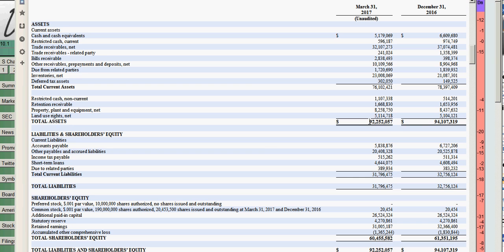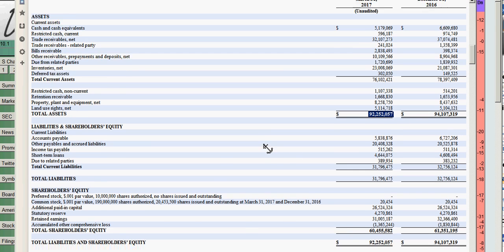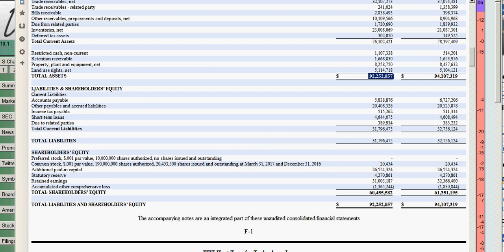Okay? Now, next you want to look at their liabilities. Okay, their liabilities are things that they owe. Okay? And the bottom line on this, they have some accounts payable, some other stuff, income tax, and so on. But the bottom line is their liabilities are 31 million, almost 32 million. Okay. So now, if you subtract their liabilities from their assets, okay, you got 92 minus 31.